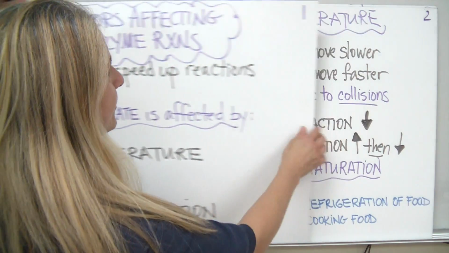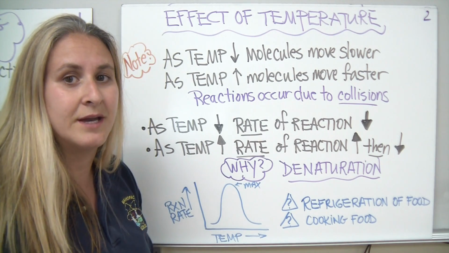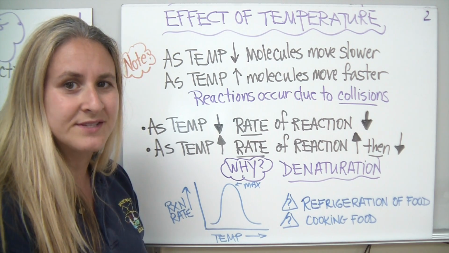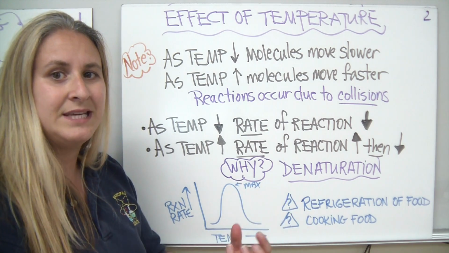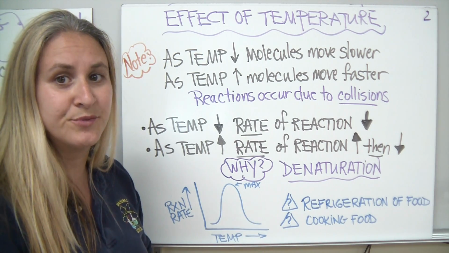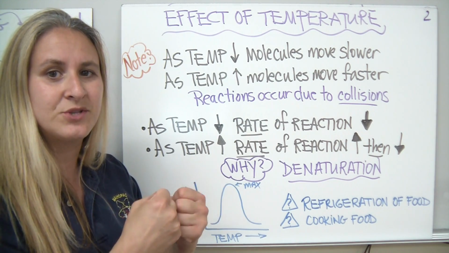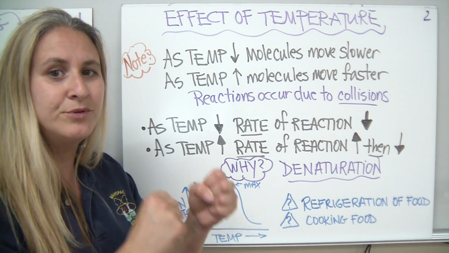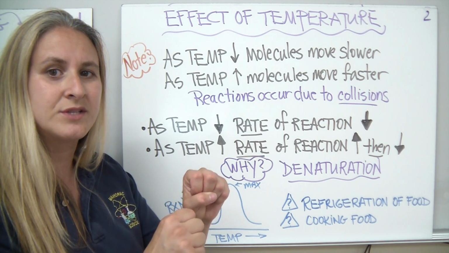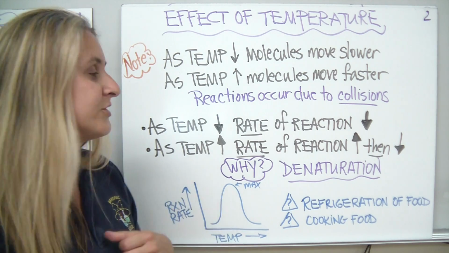The first factor that we're going to discuss is temperature. We're going to look at how the temperature affects a chemical reaction using an enzyme. There are a couple of things that you need to remember back to your physical science days. As the temperature decreases, molecules move slower. As temperature increases, molecules move faster. And if you remember, reactions occur due to collisions between molecules. So if the molecules are moving faster, they have a better chance at colliding with each other. If they're moving slower, they have less of a chance of colliding with each other, thus having fewer reactions.